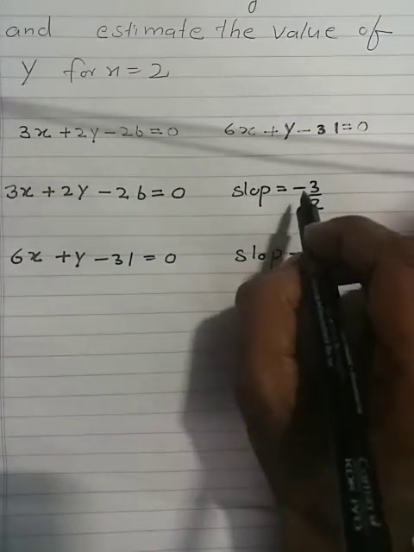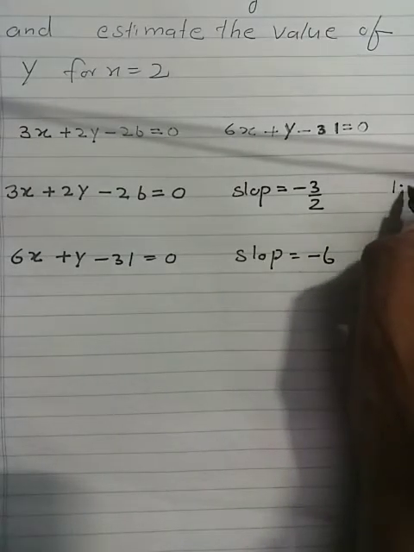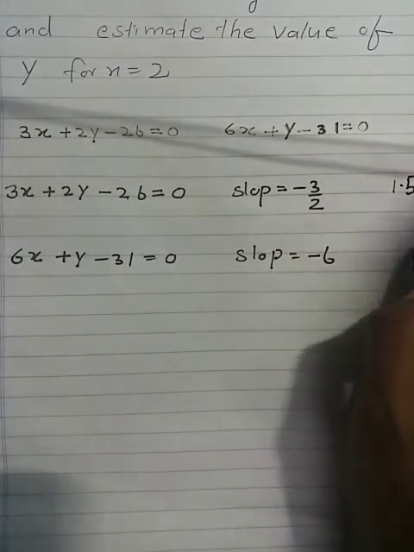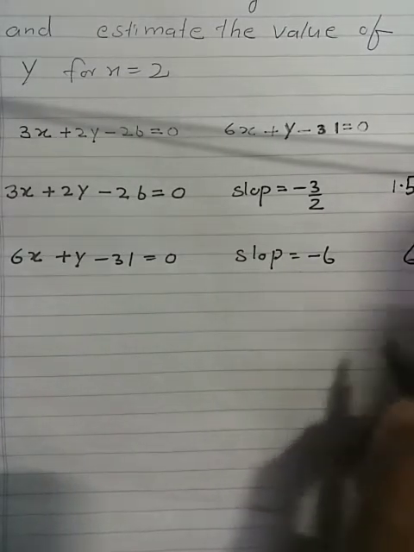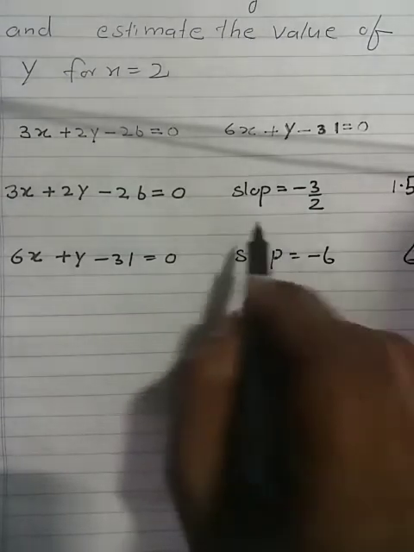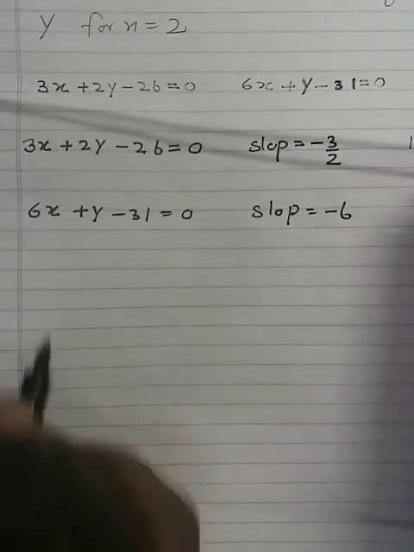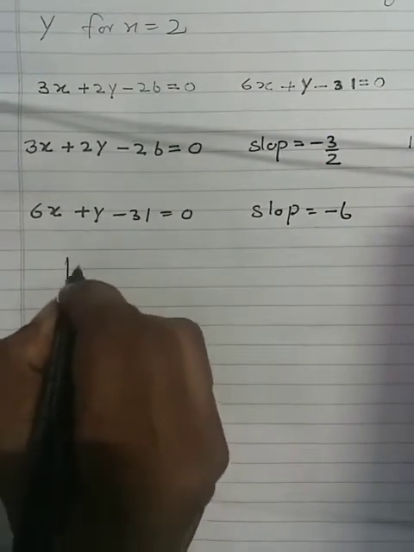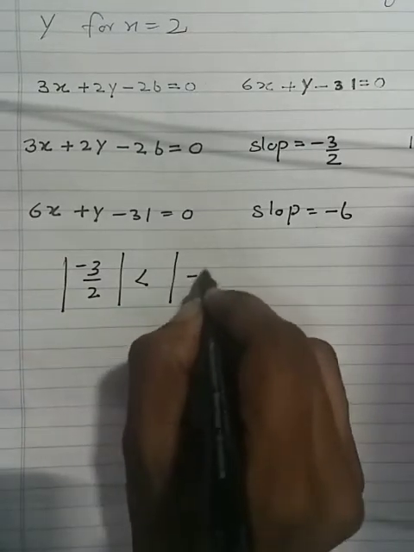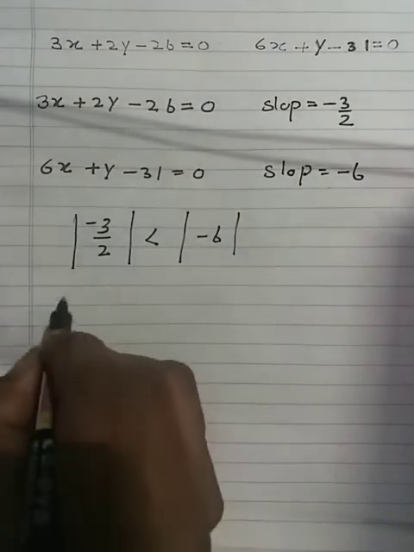The value of the first slope without sign is 1.5. The value of the second slope without sign is 6. So clearly 1.5 is less than 6. Without sign, this slope is smaller than this slope. So we have to show the reason: the modulus of minus 3 by 2 is less than the modulus of minus 6. Now this smaller one is byx.